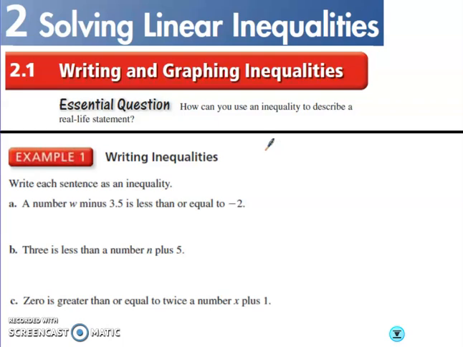Inequalities are written with symbols like these. This, for example, is greater than, this is less than. We could have greater than or equal to, less than or equal to. These are all examples of inequalities.